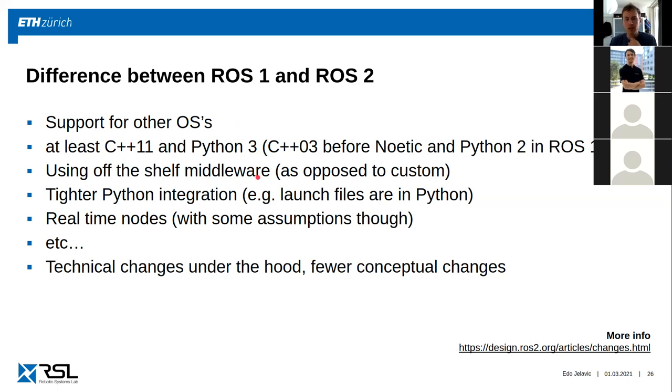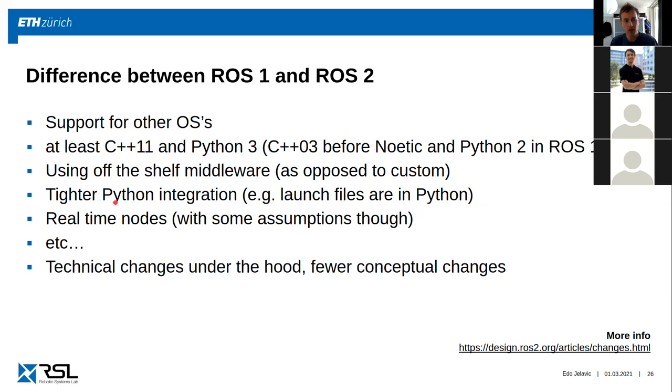Meanwhile, quite a few different people and companies have implemented their own middlewares, which are better than what was in ROS1. So now in ROS2, you can choose which software you use to run in the background and do all the communication. You can just plug in, implement an interface, and tell ROS2 to use this middleware from a different vendor.